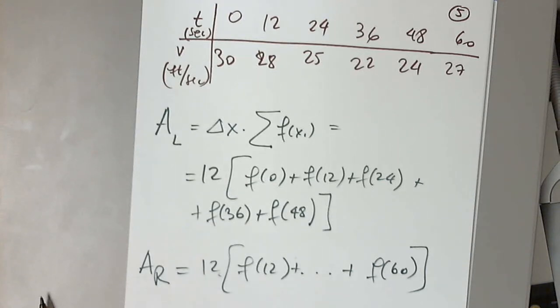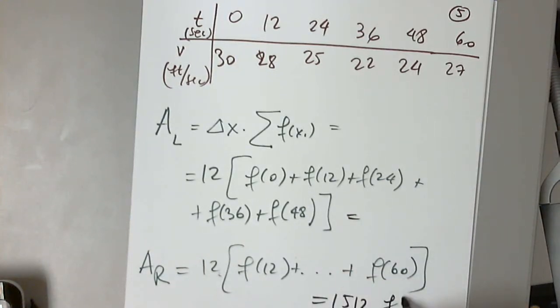So let's determine this. You'll do the first one, I'll do the second one. Is that okay? So I have 12 times 28 plus 25 plus 22 plus 24 plus 27. 1, 2, 3, 4, 5. 1, 2, 3, 4, 5. Yes. I got 1512 feet. What did you get for the first one?